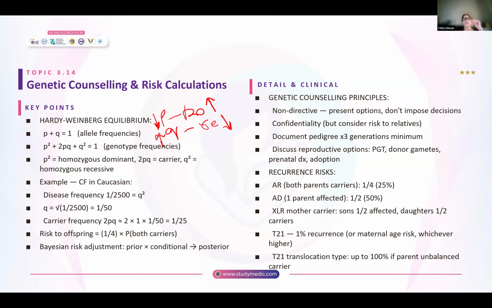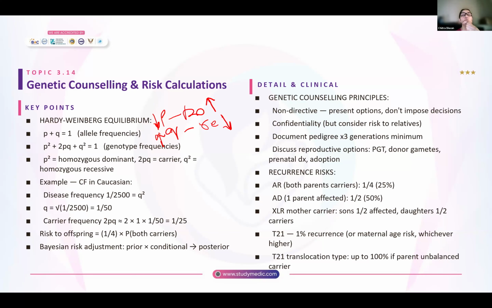There should be no migration. That means no outside individual will come and no individual from here will go outside. So these are a few criteria that have to be fulfilled before this equation is true. So no outside influences should be there.